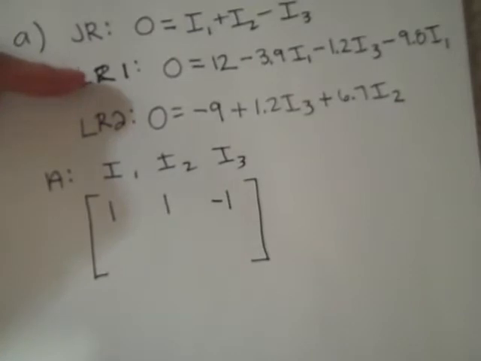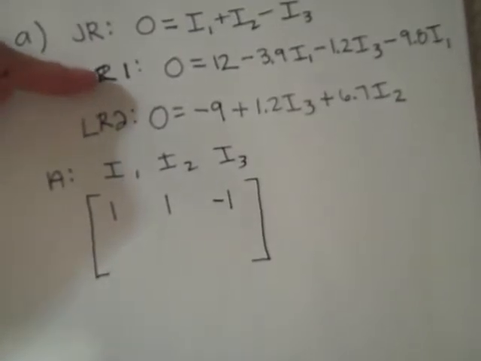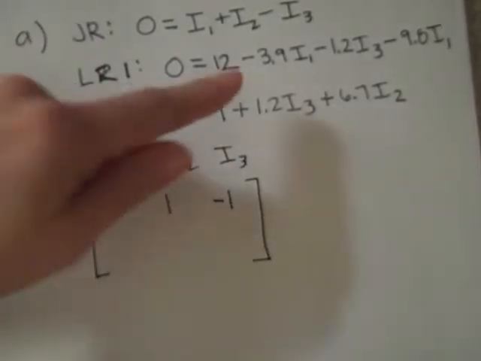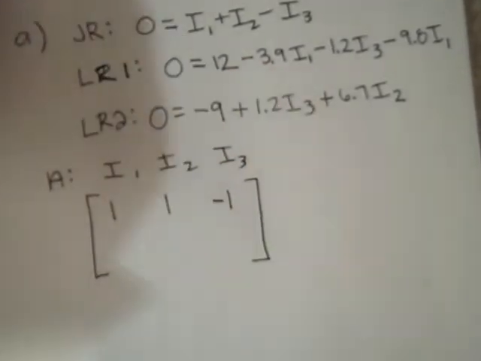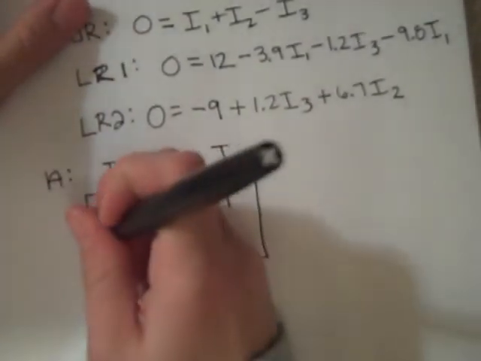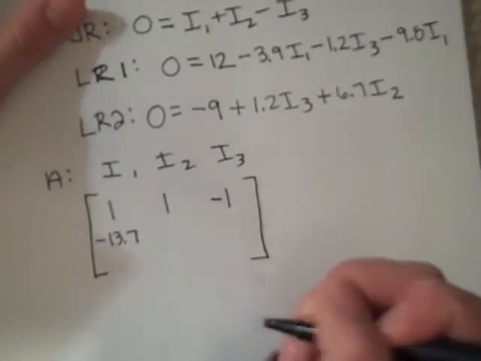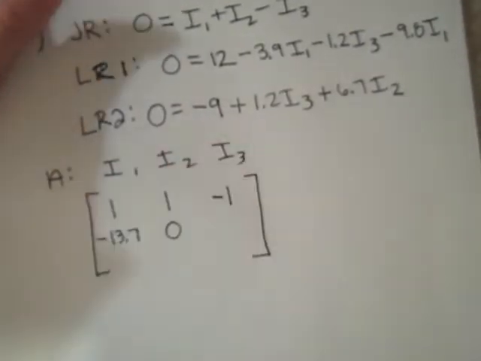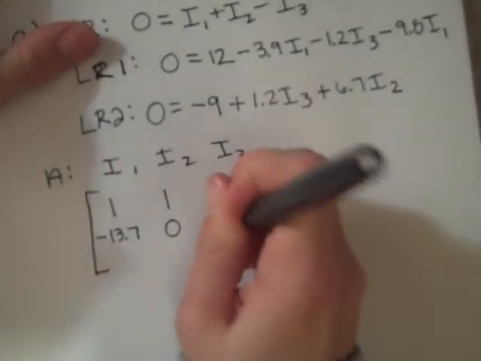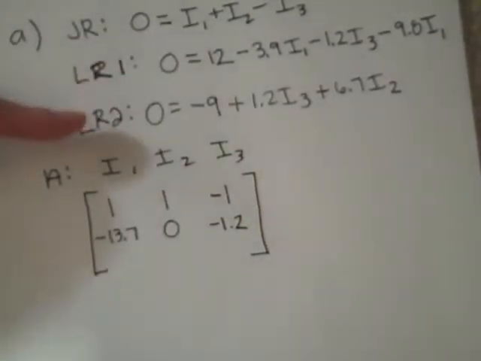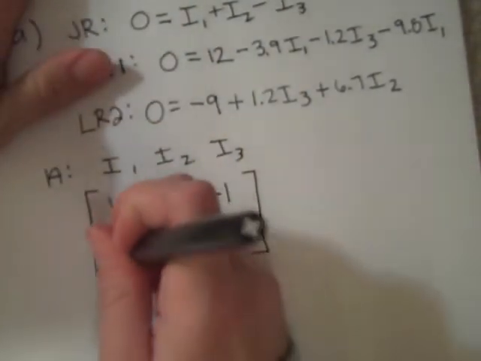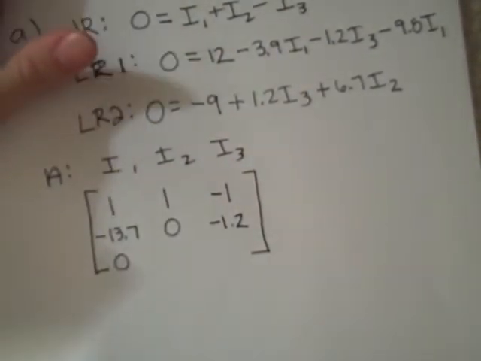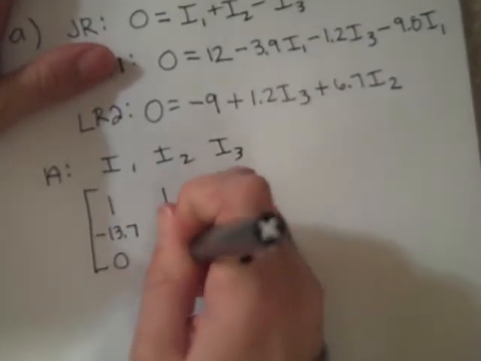number 1, and my coefficients for this one are... Notice I have a negative 3.9 and a negative 9.8 with I1, so that becomes negative 13.7. I don't have any I2s, so that becomes 0, and my I3 is negative 1.2. And then from loop rule number 2, my coefficient for I1 is 0. There is no I1. I2 is 6.7, and I3 is 1.2.